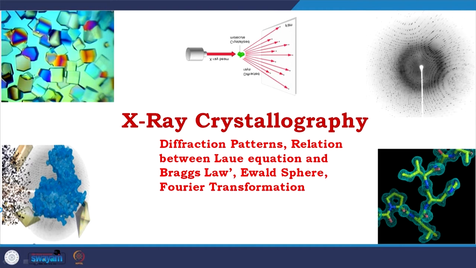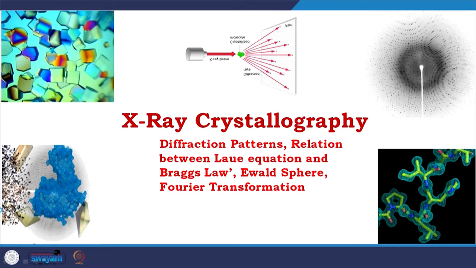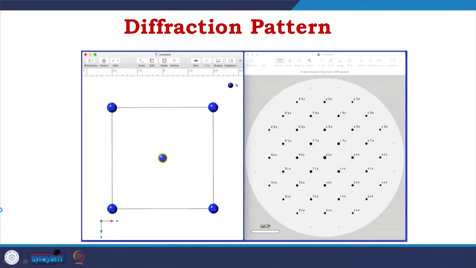I talked about Bragg's law, but now we are going to look at how Bragg's law is different if, instead of an atom, it is a lattice. Then we will see the relation between Bragg and Laue, and how the Ewald sphere and Fourier transformation work. The core of data collection is always the diffraction pattern, as you see in this picture, where the atom is hit and a pattern is developed.